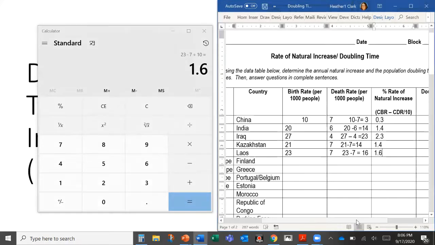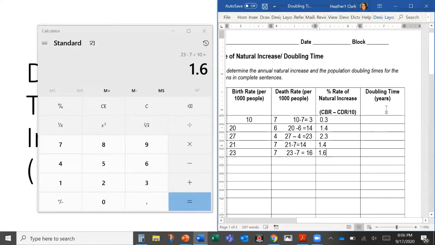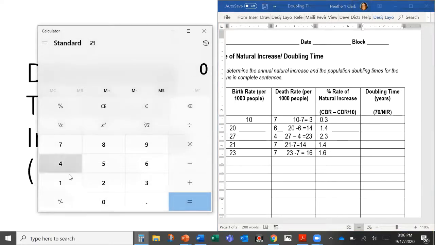time. And the doubling time formula is 70 divided by the natural increase rate. And doubling time is how quickly a country will double its population. So again, we're going to go back to our calculator. We're going to put in 70 and divide by this number here, the 0.3.